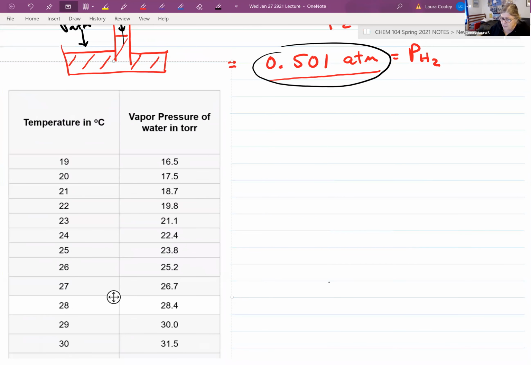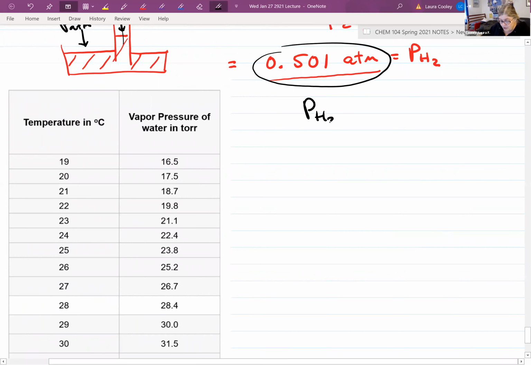All right, so that's the partial pressure of H2. What about H2O? Right, so I said you have to look this up on a table, and you do. And here's the table.